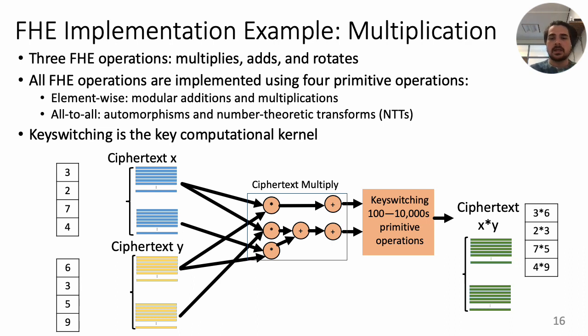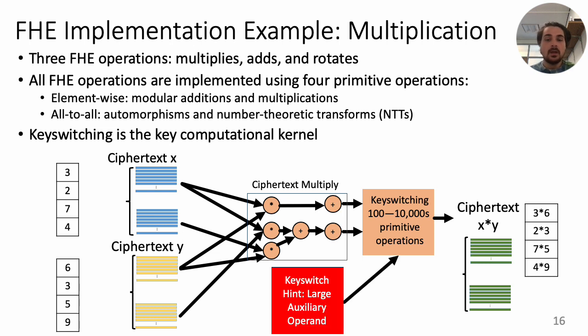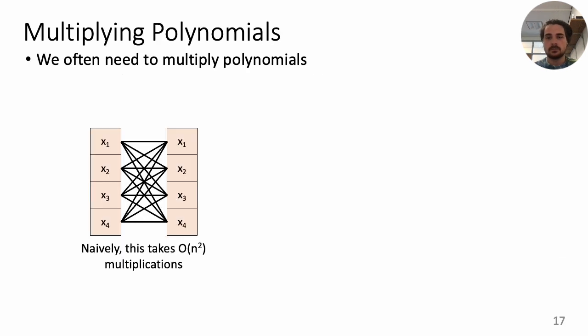Now, key switching is an FHE algorithm composed of hundreds and sometimes thousands of primitive operations. Thus, key switching is responsible for over 90% of compute in most FHE programs and is FHE's key kernel. We'll come back to it throughout this talk. Key switching also requires a large amount of auxiliary data in the form of key switch hints.